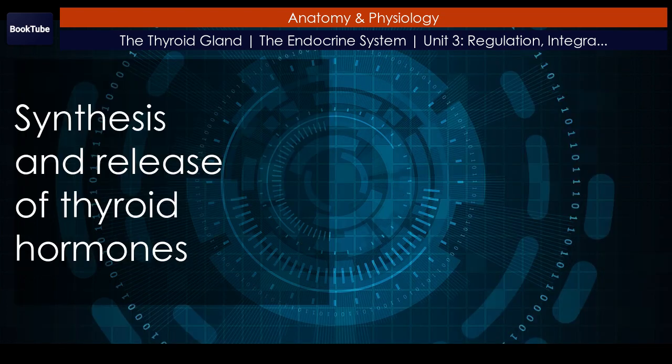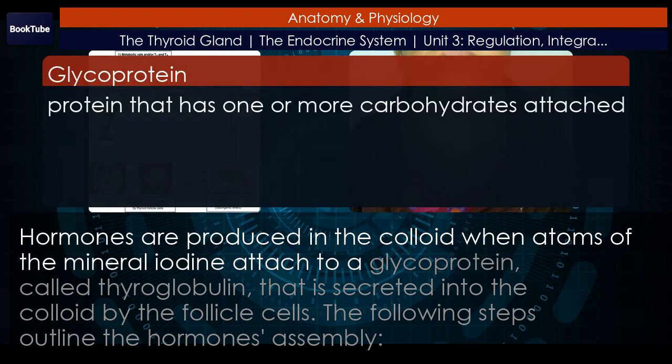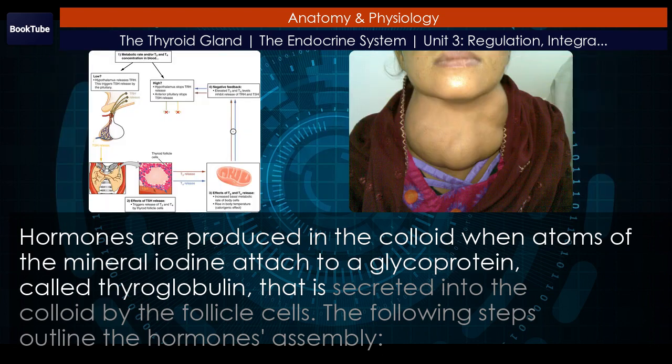Synthesis and release of thyroid hormones. Hormones are produced in the colloid when atoms of the mineral iodine attach to a glycoprotein, called thyroglobulin, that is secreted into the colloid by the follicle cells. The following steps outline the hormone's assembly.